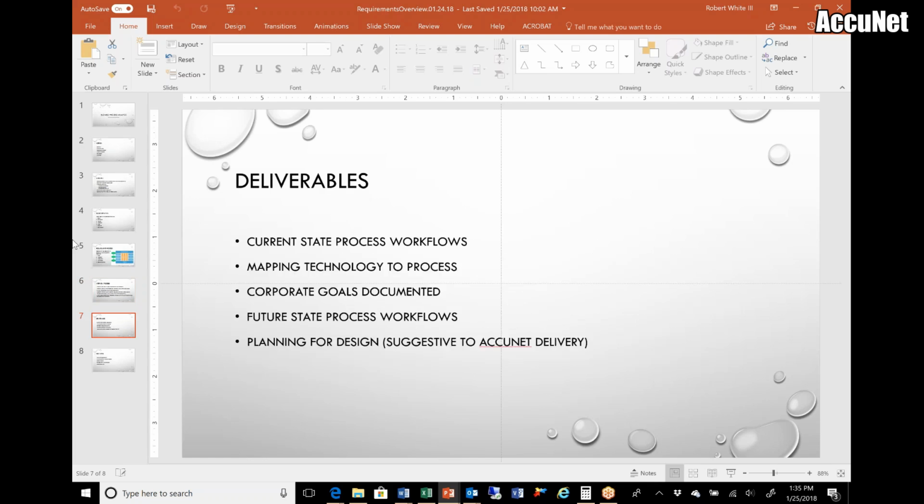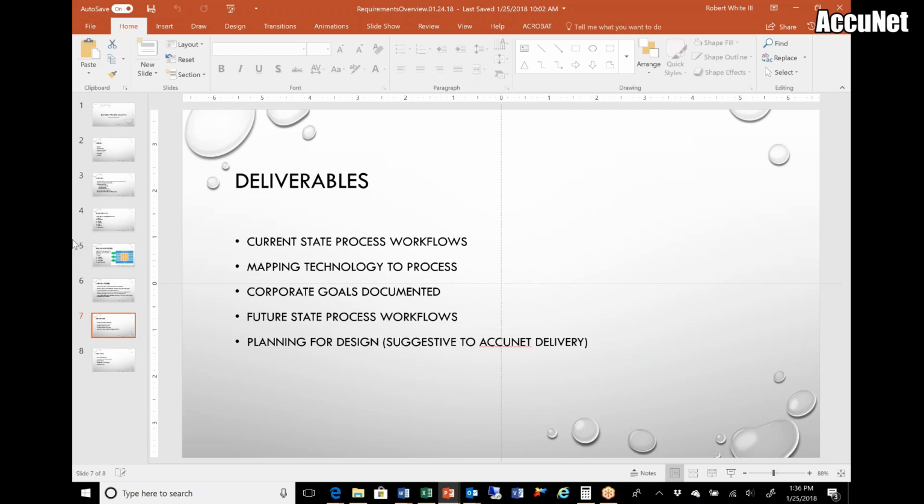So I kind of talked through deliverables already, but just wanted to put these down at least on a slide for folks to capture later. First and foremost, we need to capture current state processes. So we build those through workflows, Visio diagrams, PowerPoint workflows. We want to identify what are those key pieces and parts: technology, handoffs, manual processes. That's where the mapping technology to process comes into play. With that, we do have manual processes which don't go to technology. So we do document those as well in our workflows.